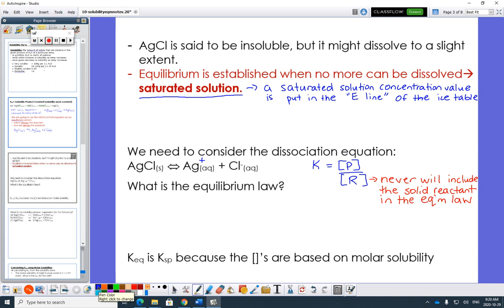So that's just a principle, like I said. I think it was actually AgCl as well. I just kind of snuck it in there. So no solids. So even when we write our ice table, we're going to cross it out.